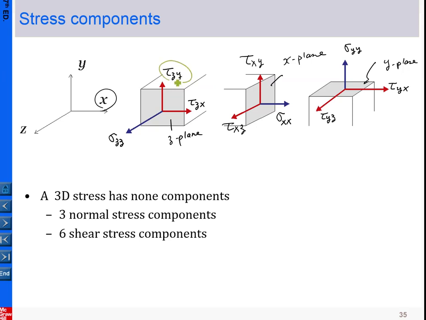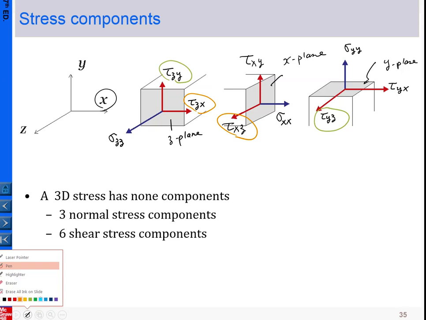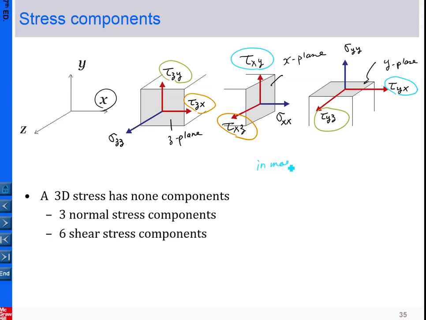Tau yz is equal to tau zy. The two quantities are equal in magnitude. And tau zx in magnitude is equal to tau xz. And the final one, tau xy is equal to tau yx. Those are equal in magnitude. Okay, that's it.